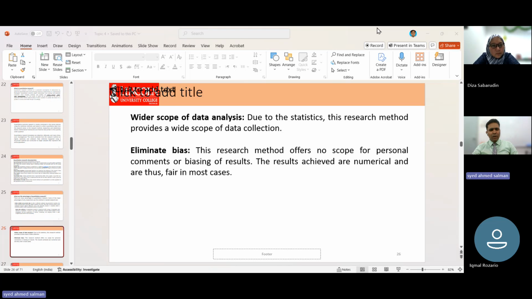Eliminate bias. The research method offers no scope for personal comments or biasing the results. The results achieved are numerical and thus, in most cases, objective. Whatever results you are using, whatever numbers you are getting, numbers do not lie.